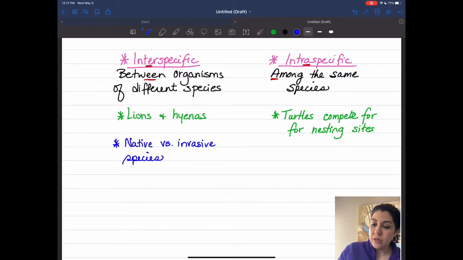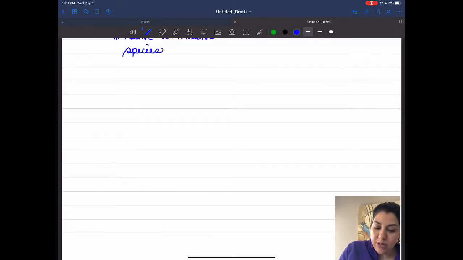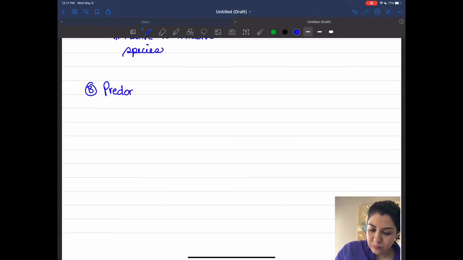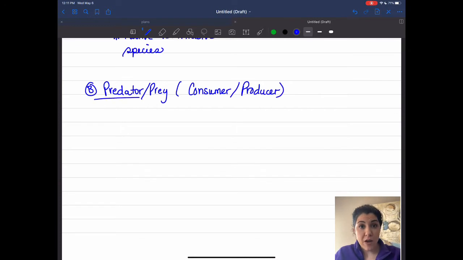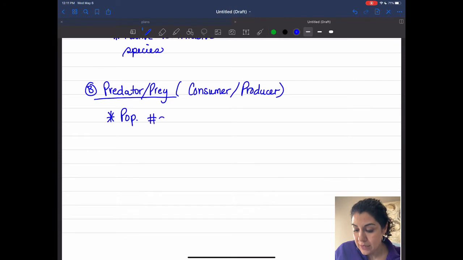The other relationship is going to be predator-prey. You can also call it the producer-consumer relationship. Okay. Again, very delicate balance. These populations are related. So these population numbers are very tightly connected to one another. And for that, I'm going to show you a graph.